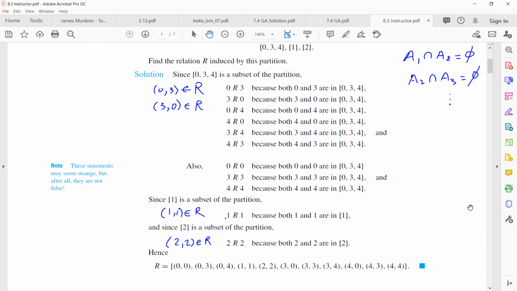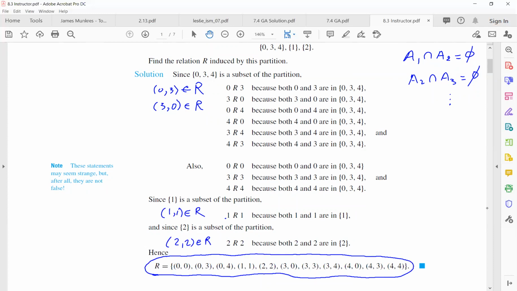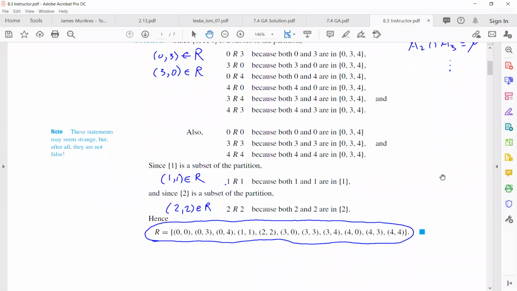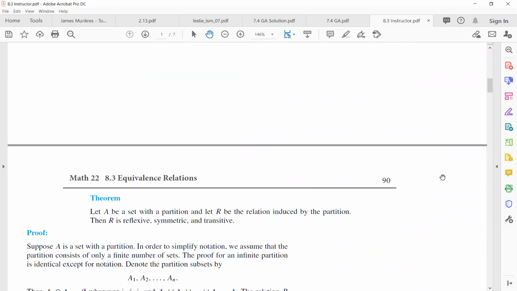So we can just take all of these elements, list them together, and define the relation which is induced by the partition: 0, 0; 0, 3; 3, 0; 0, 4; 4, 0; 3, 4; 4, 3; 3, 3; 4, 4; 1, 1; and 2, 2. Very well, let's see what's next.